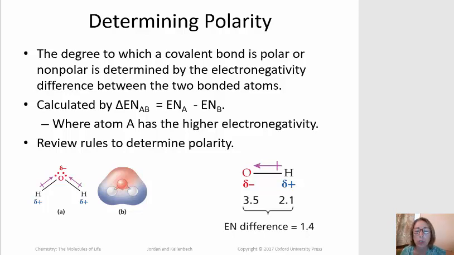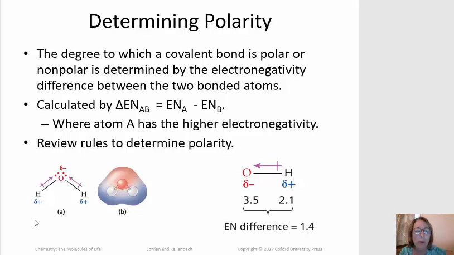So we can use electronegativity values, which are found on the table, to determine whether a bond is polar or not. And you will be expected to identify whether a bond is polar or not. So the equation is here on the slide, and it's expressed by this Greek letter delta, which stands for change. Capital E, capital N stands for electronegativity, and A and B refer to the two atoms involved in the bond. So the difference in electronegativity between the two atoms allows you to determine whether that bond is polar or not, and we'll look at that criteria in just a minute.